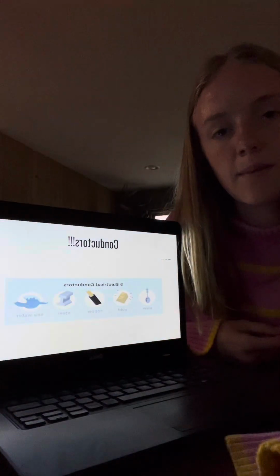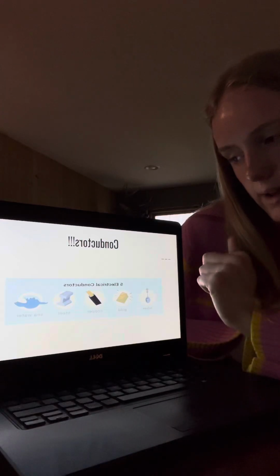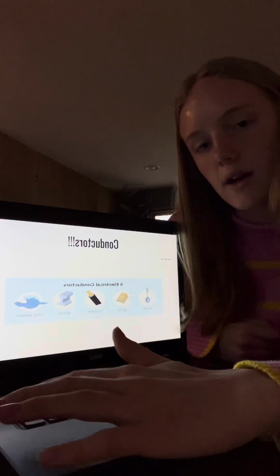Here are just 5 examples of a conductor. And that's silver, gold, copper, steel, and seawater.